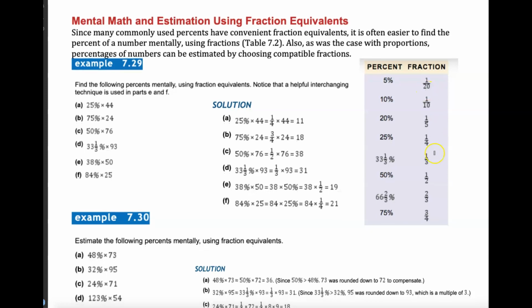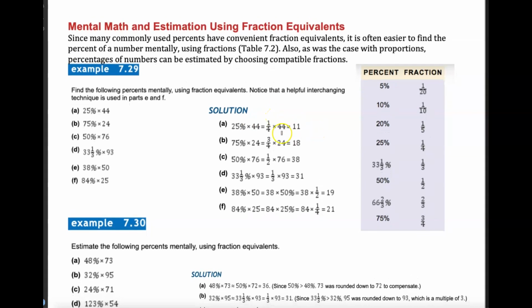So you have these fractions that are equivalent to these percents. And what we know is that we can treat these fractions kind of like a division problem. So 25% of 44 would be the same as taking 1/4 of 44, so it's 11. 75% of 24 is 3/4 of 24, right? You can start to make that over 1. 4 goes into 24 6 times. 3 times 6 is 18.